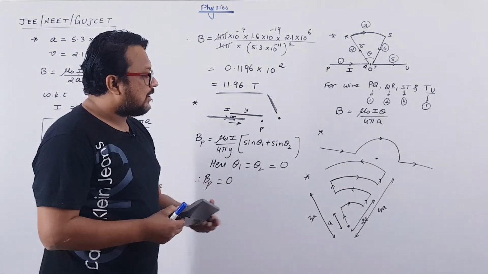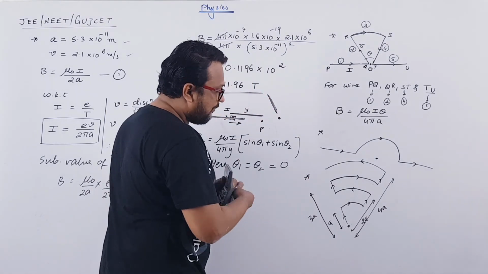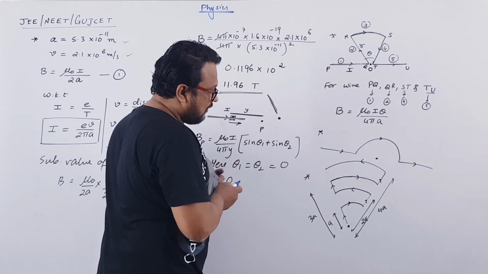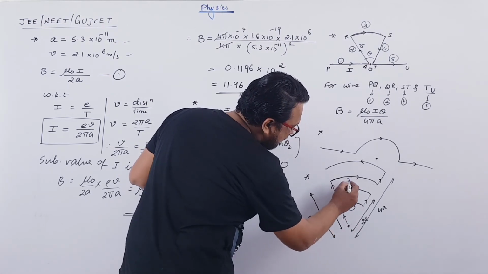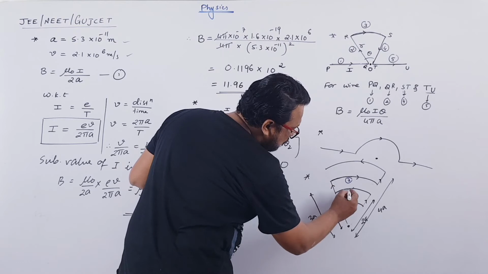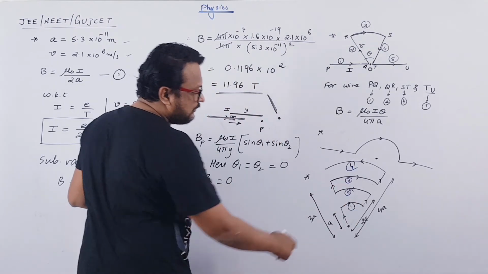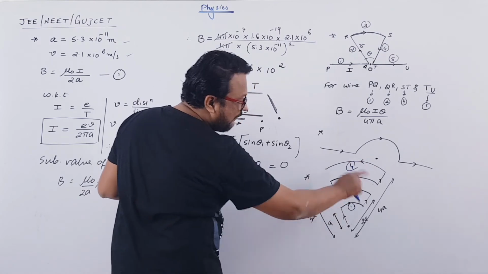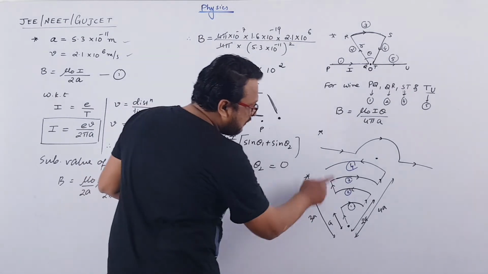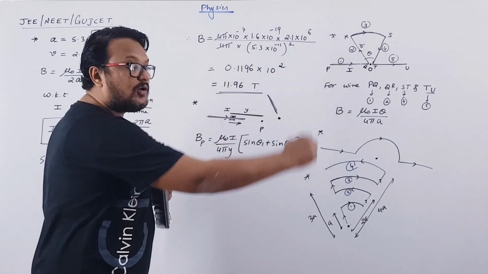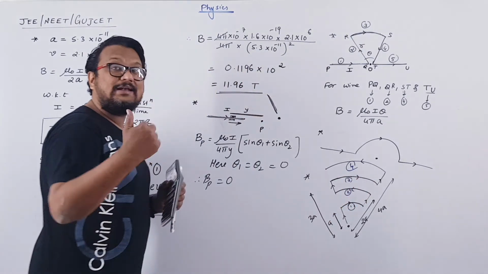Because current for 1 and 3, let me give name. Let us say this is our arc 1, this arc is 3, this is 2 and this is 4, right? So clearly you can see that for this straight wire magnetic field will be 0. Magnetic field will be only due to arc. But for arc 1 and 3, current is flowing in clockwise direction, right? But for arc 2 and 4, current is in anti-clockwise direction.